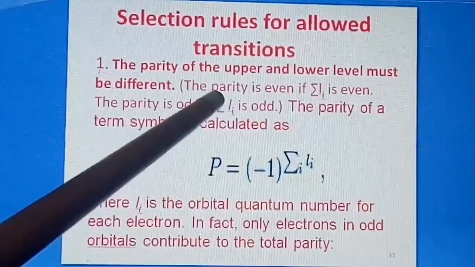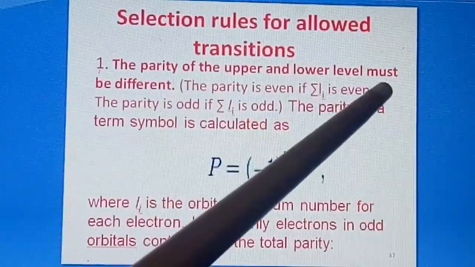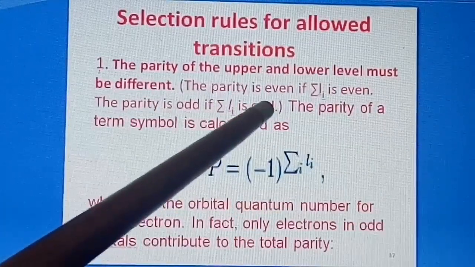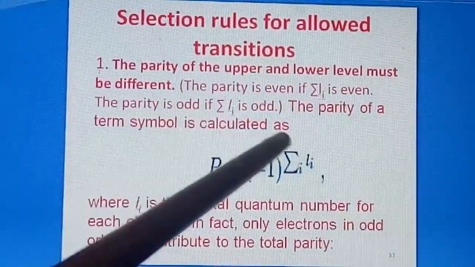Now what is the parity? The parity is even if the summation of Li is even. The parity is odd if the summation of Li is odd. The parity of the term symbol is calculated by this formula.